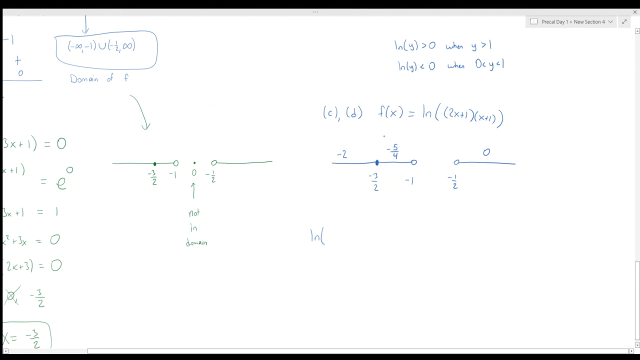So if I plug -2 into here, this would be -3 times -1, so it'd be +3. Okay. So 3 is larger than 1, so natural log of 3 should be positive. Okay, so that's a positive number.